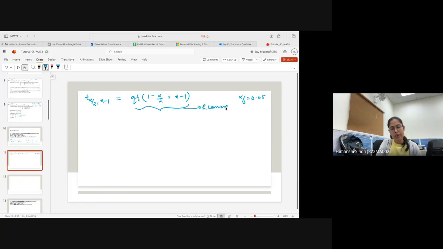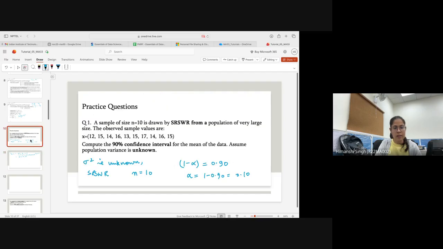I can also calculate it using the table, but it is quite easy to calculate using R directly. So 1 minus alpha by 2 is 0.95. So this is QT 0.95, comma, what is n? 10. So n minus 1 is 9. So this quantity you can calculate.